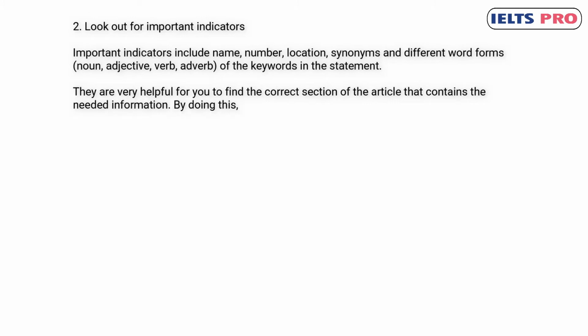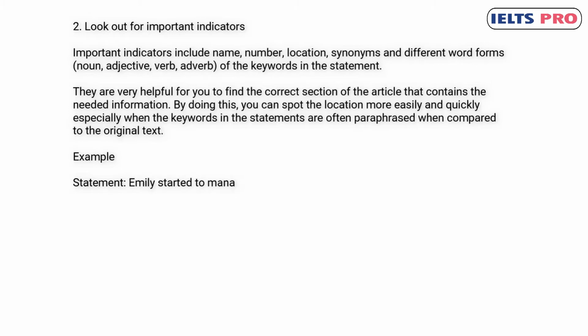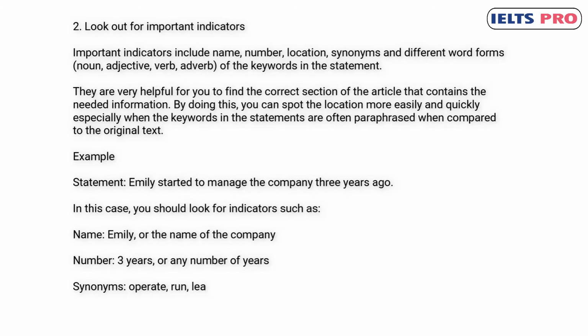By doing this, you can spot the location more easily and quickly, especially when the keywords in the statements are often paraphrased when compared to the original text. Example. Statement: Emily started to manage the company 3 years ago. In this case, you should look for indicators such as name, Emily, or the name of the company. Number, 3 years, or any number of years. Synonyms: operate, run, lead. Different forms of the word: manager, leader, managerial, leading.